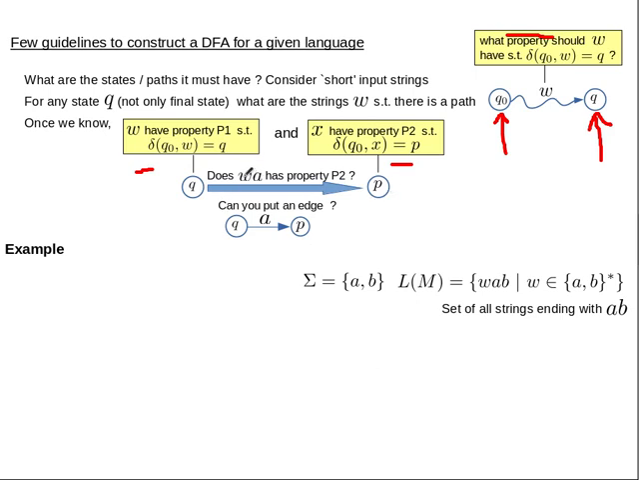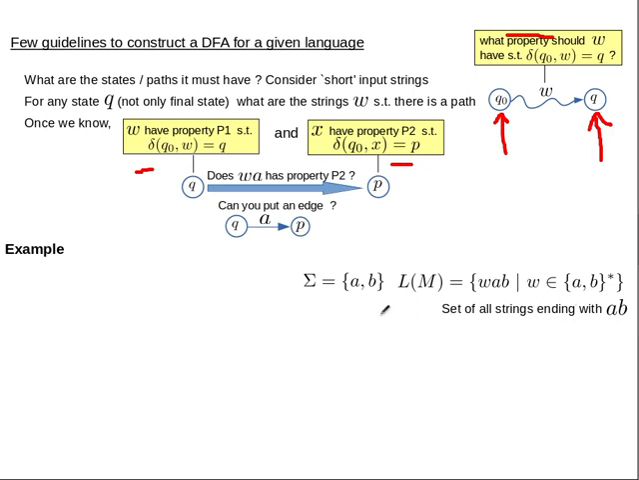Because this W had some property for which it landed in this state, and then it took one more input symbol. So now we are talking about this string, and that has property P2. So maybe that should lead to P, because you somehow already guessed or figured out that the strings here should have property P2. Okay, so that's the general idea. So how does that apply to this specific problem? This problem is the set of all strings that end with AB.